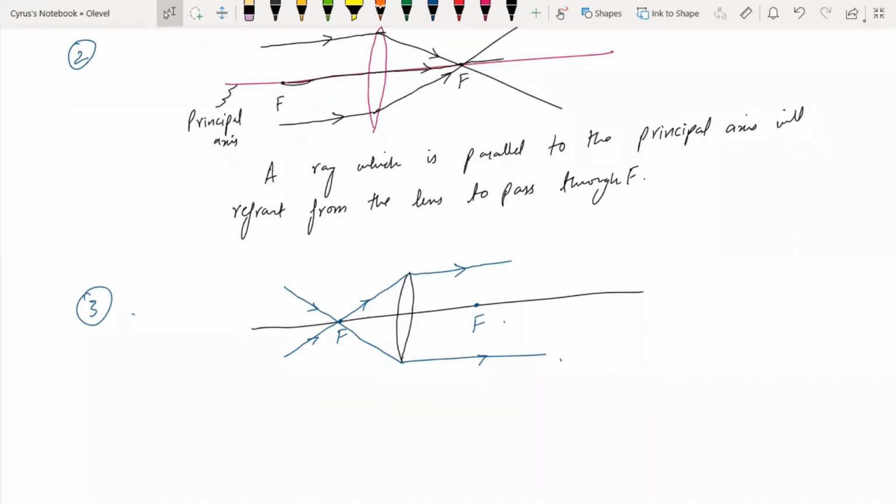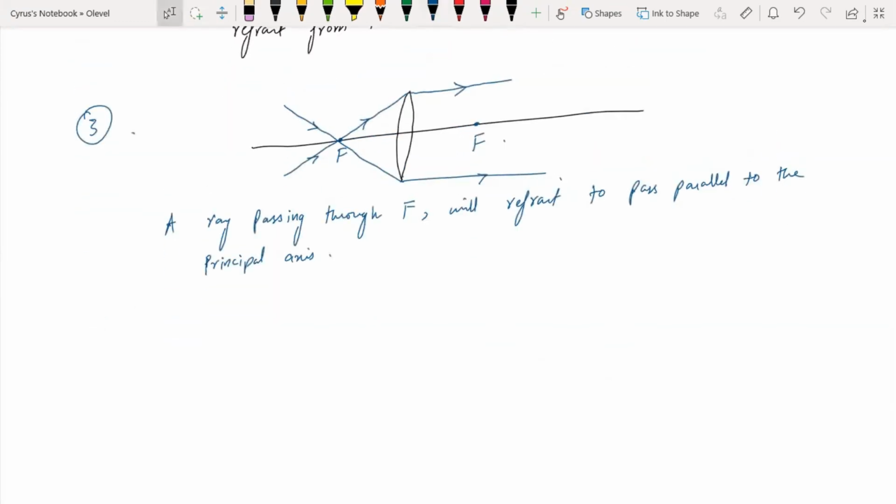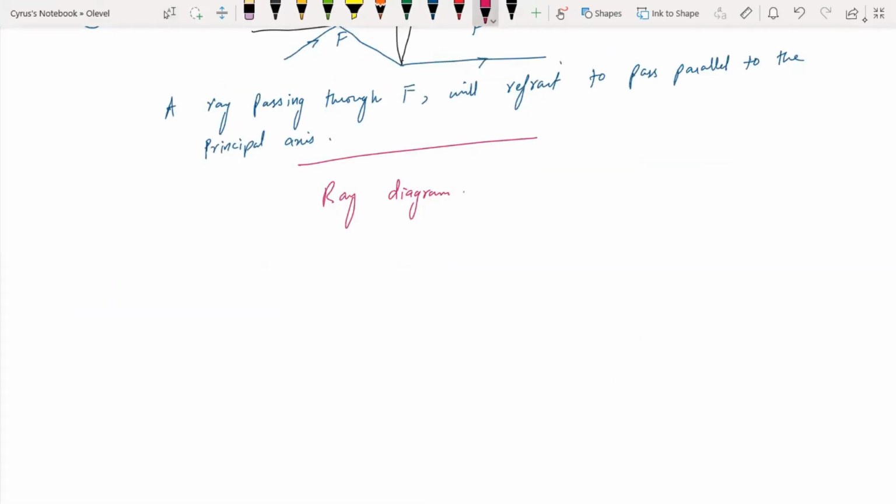And all these 3 cases will help you construct an image. If you remember these 3 rules, you can draw any image of a converging lens. So a ray passing through f will refract to pass parallel to the principal axis. Let us construct a ray diagram using these rules, right? We have here a lens like this, and this point is f, this point is also f. Twice the length is 2f.